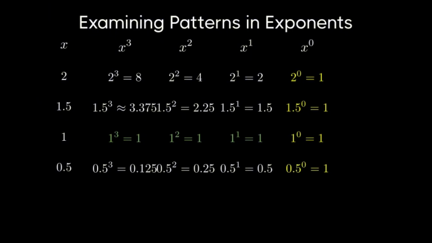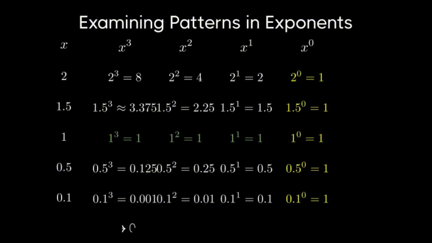And yes, 1 to the 0th power still equals 1, continuing our pattern. What happens when our base is a fraction? For x equals 0.5, we see that as the power increases, the results get smaller. 0.5 cubed is 0.125, 0.5 squared is 0.25, and 0.5 to the first power is 0.5. This makes sense because multiplying by a number less than 1 makes values smaller. But remarkably, 0.5 to the 0th power still equals 1.